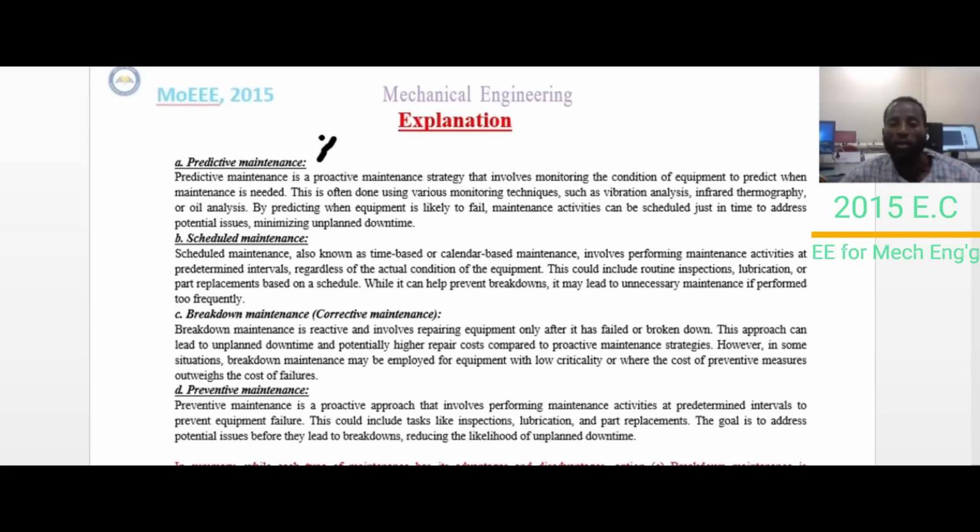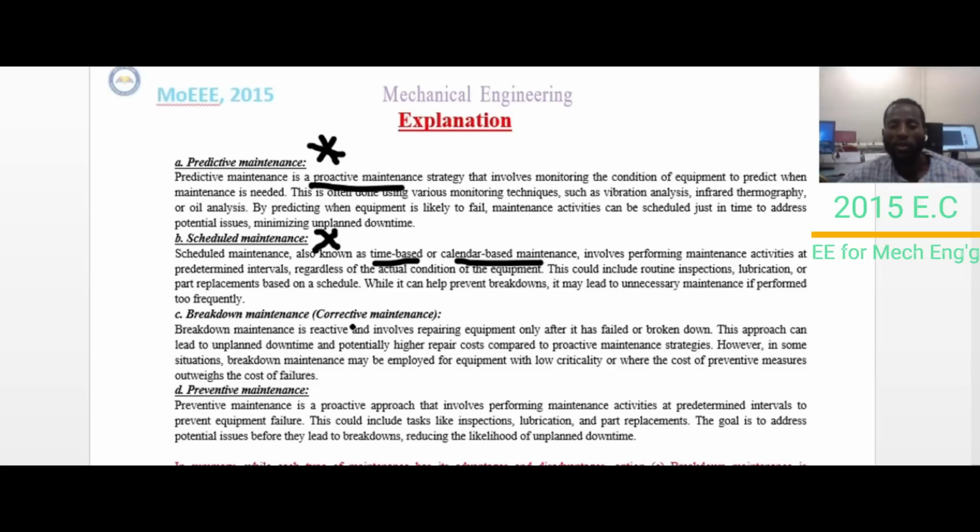It is proactive maintenance. The other is scheduled maintenance. Scheduled maintenance is also known as time-based or calendar-based maintenance, which involves performing maintenance activities at predetermined intervals, regardless of the actual condition of equipment. This could include routine inspection, lubrication or part replacement on a schedule. While it can help prevent breakdowns, it may lead to unnecessary maintenance if performed too frequently. So this is scheduled maintenance. It is not corrective maintenance.